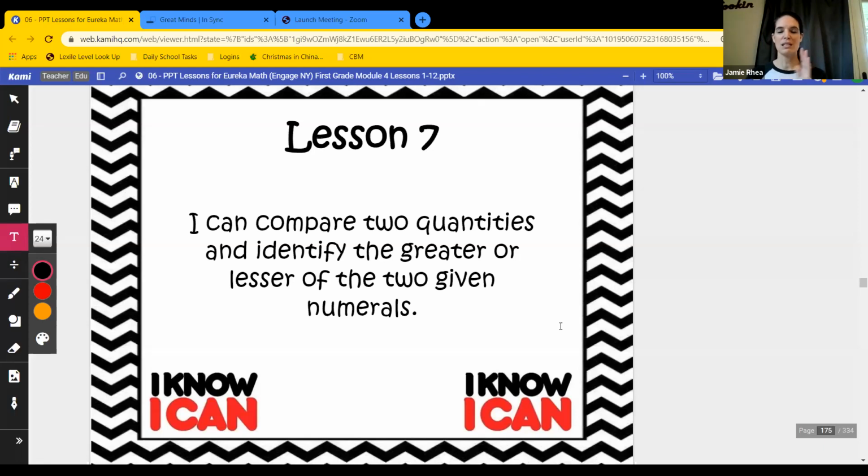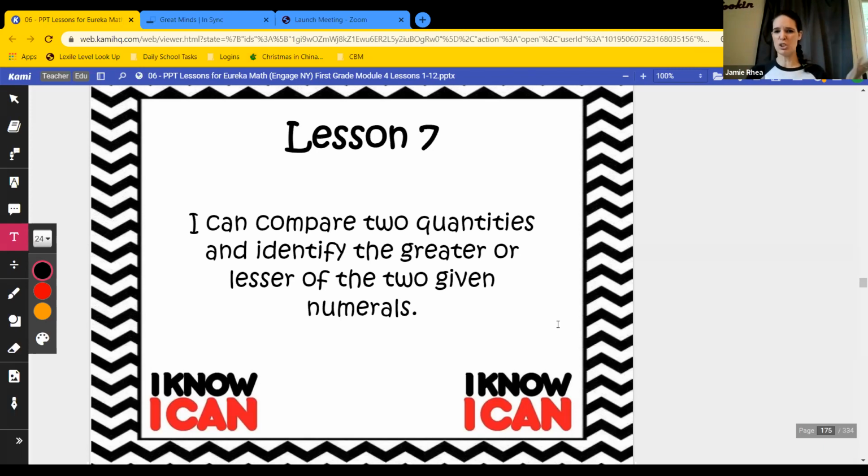All right, so today's lesson is lesson 7. I can compare two quantities and identify the greater or lesser of the two given numerals. That's a lot of big words that we don't know. Quantities means how much of something you have. So if I look at all my markers in my little container here, I have 1, 2, 3, 4, 5, 6, 7, 8, 9, 10. I have 10 markers. So I have a quantity of 10, okay? So that's how many I have of something.